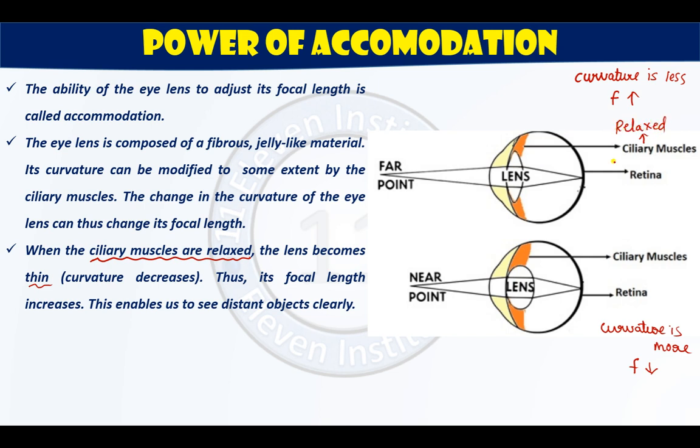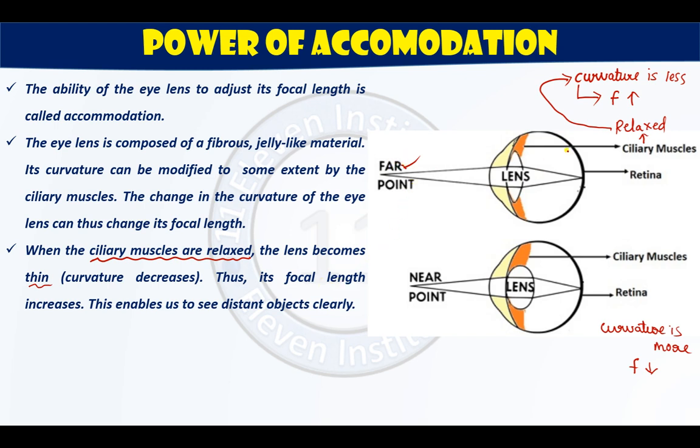The ciliary muscles are relaxed. When the ciliary muscles are relaxed, the curvature of the lens will be less. If curvature of the lens is less, focal length will be more. And if focal length is more, we can see far away objects. We can see the objects which are situated far away from the lens.